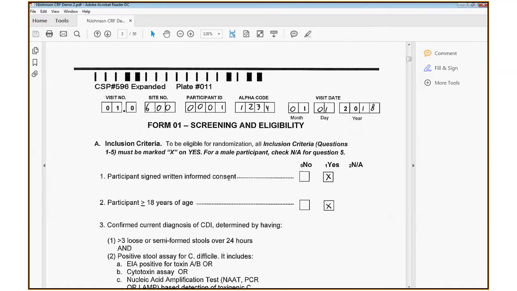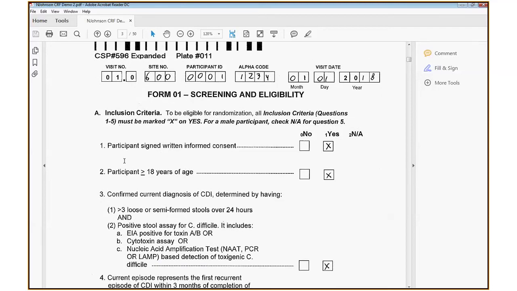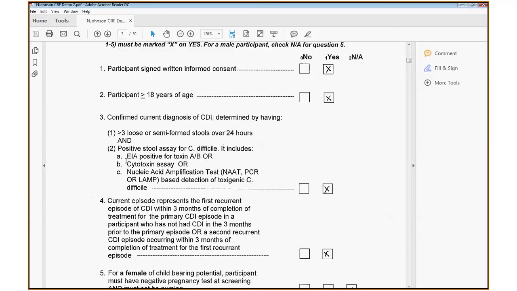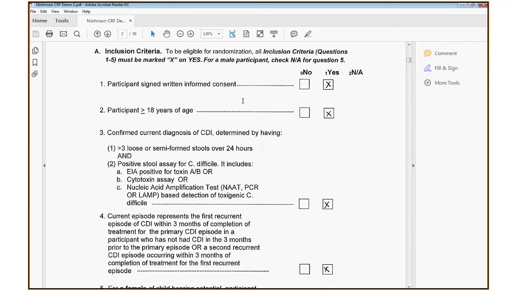The next form that was completed as baseline visit is a screening and eligibility. We have his information here that's taken on the header information that was taken as well. It's the same as the other one. And this basically goes over the inclusion-exclusion criteria. Basically, for participation, all of these should have been yes for the inclusion criteria. The participant has signed written informed consent. The participant is 18 or greater years of age.